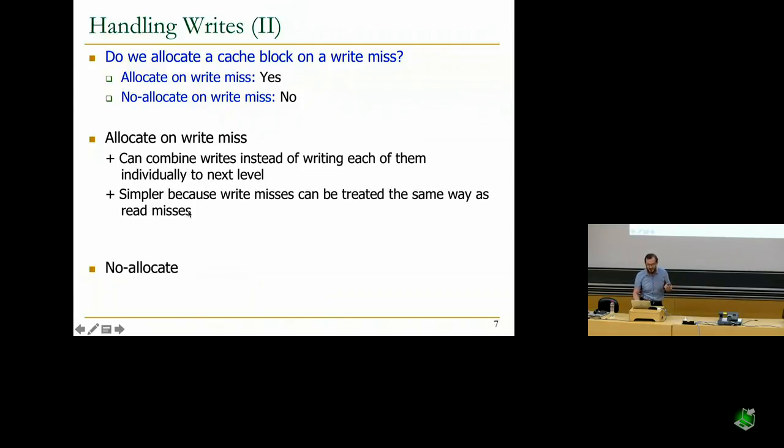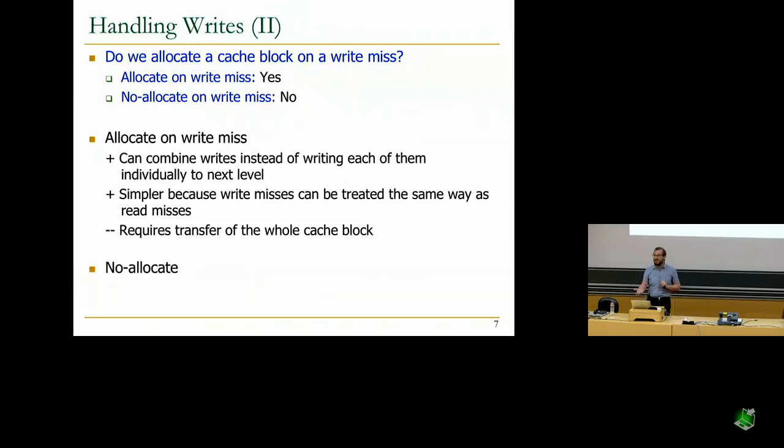And it's also simpler because write misses can be treated the same way as read misses, right? For read misses, we never said, do you actually bring the entire block into the cache? You have that choice also in modern processors, but we basically said, whenever you access some data, you bring it into the cache. If you do the same thing for reads and writes, you don't need separate logic to decide that. So it's a bit simpler.